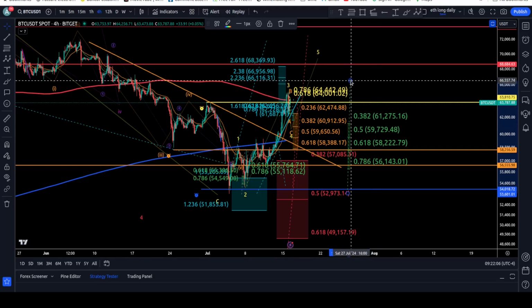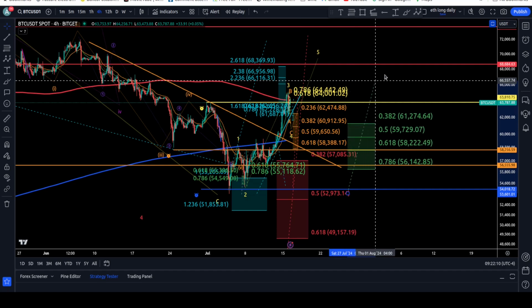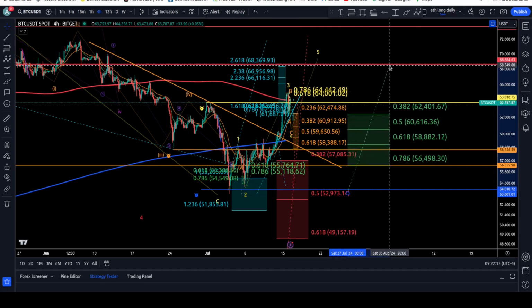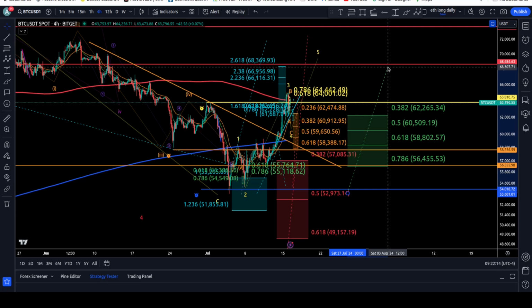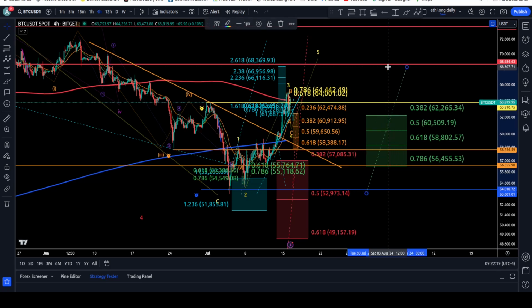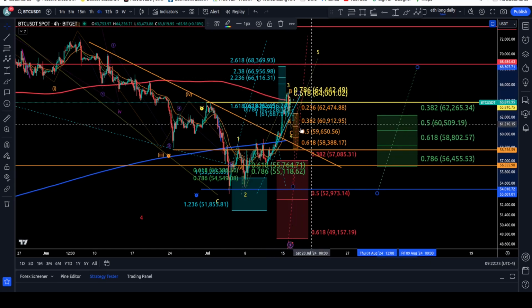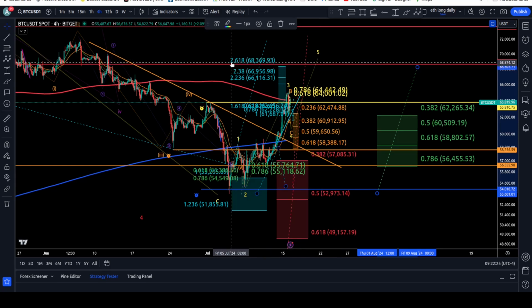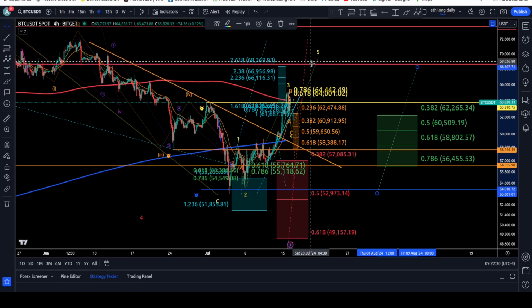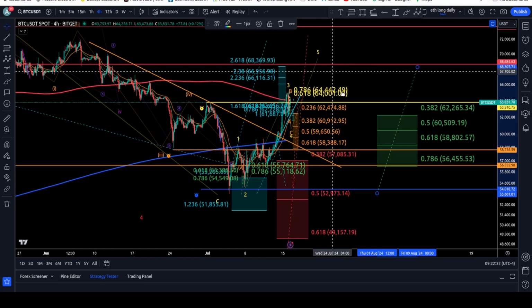So now, once again, if I'm very optimistic here and I make some projection, I know I shouldn't, but just to put it out there, let me move it a little bit around. Let's say we do the fourth wave, we go to 0.382, and then we do the fifth, and we go to the 2.618. Okay, so 68,400, let's say this is the fifth wave, and then after that we do the pullback.